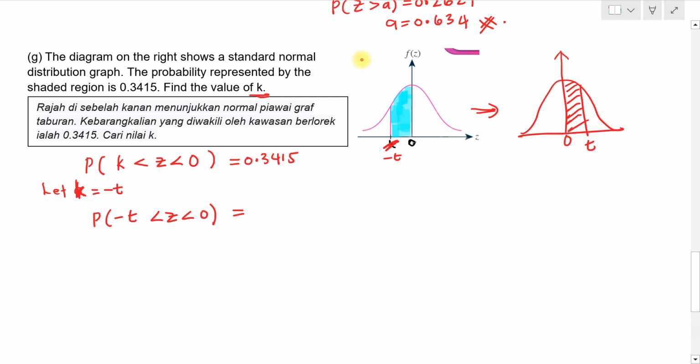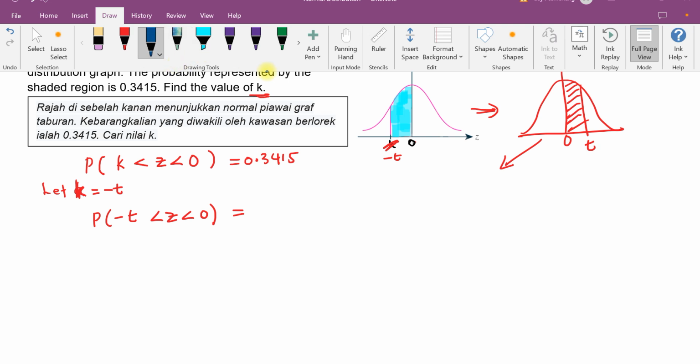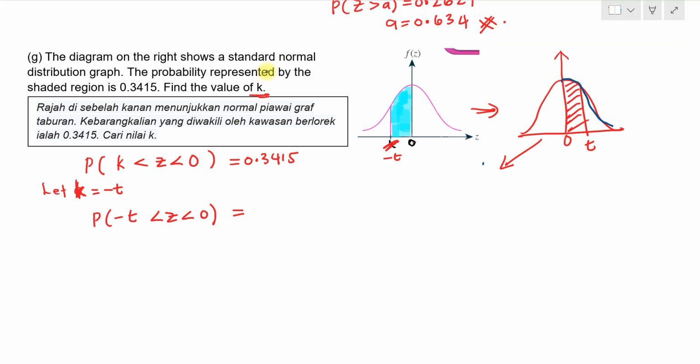Correct or not? So how am I going to do the working for this? So very simple. Remember the whole thing. This one cannot touch the x-axis. Remember this whole thing is 0.5. And remember you can only read this part, the blank part, z greater than t. Correct or not? And that will be equal to the shaded part, which is 0.3415.